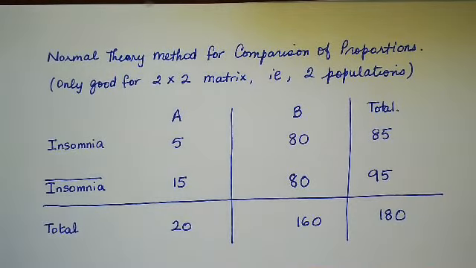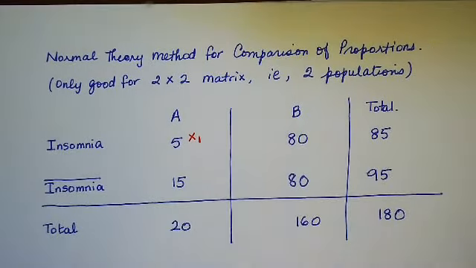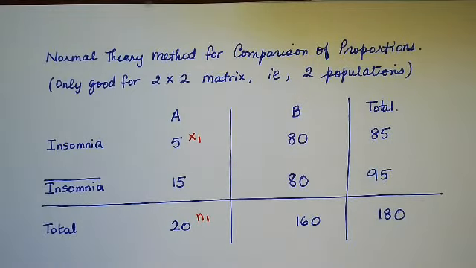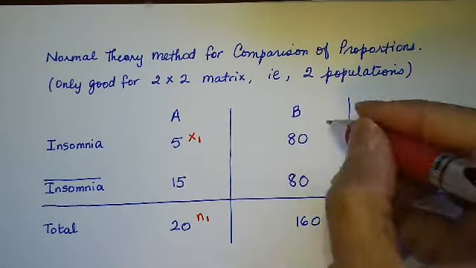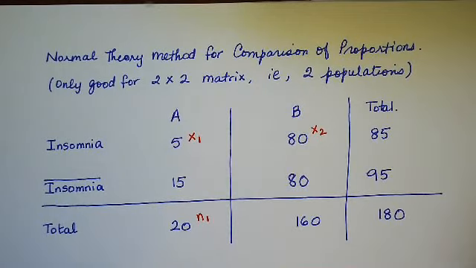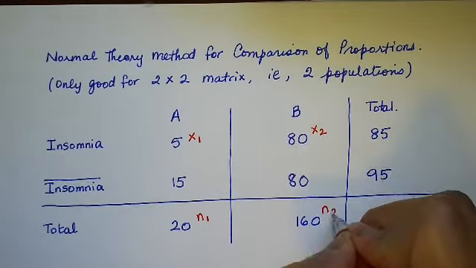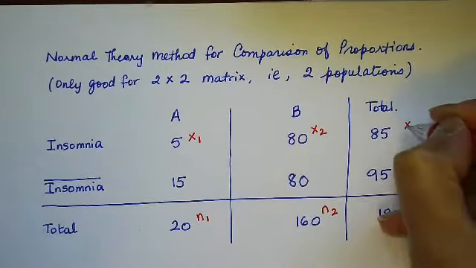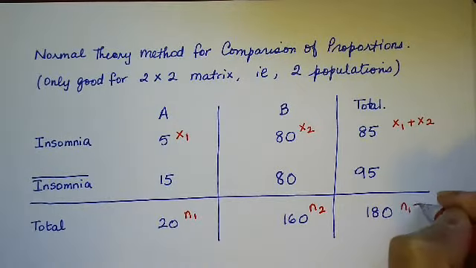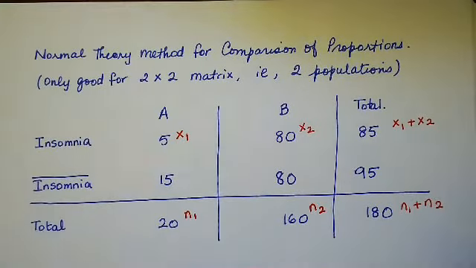So let's call this X1. These are the number of quote-unquote successes in sample A, and this is N1 for sample A. The size of the sample is 20. And here X2 is 80. These are the people who did experience insomnia, so these are regarded as successes. And N2 is 160. And then this is the total of X1 plus X2, and this is N1 plus N2.